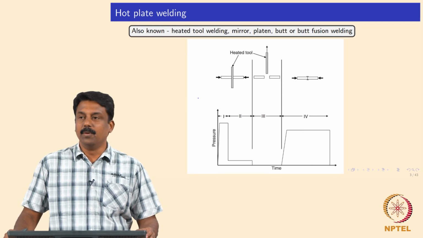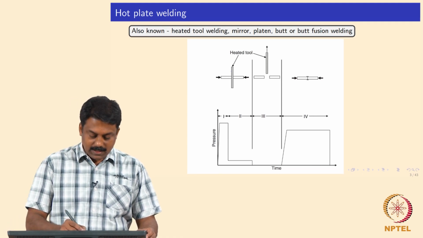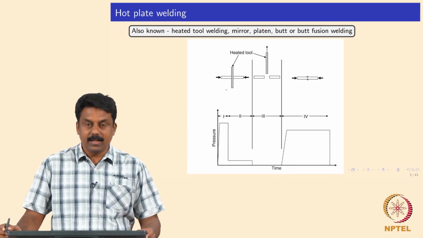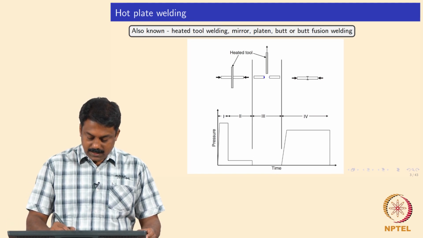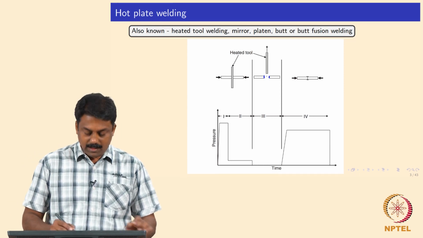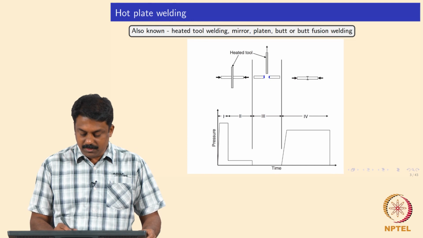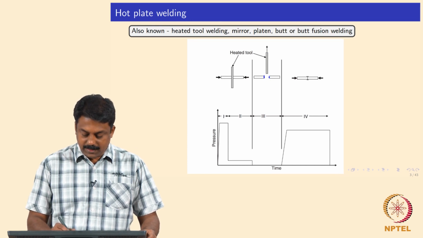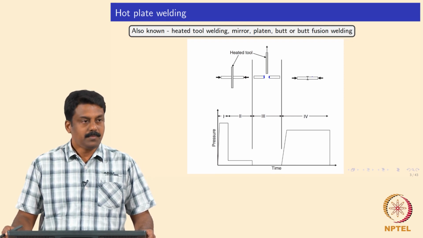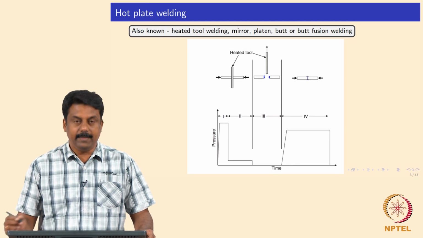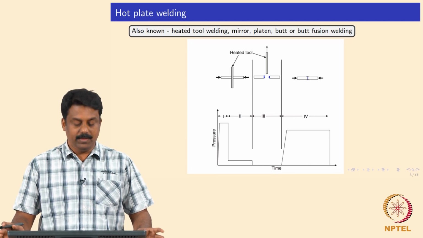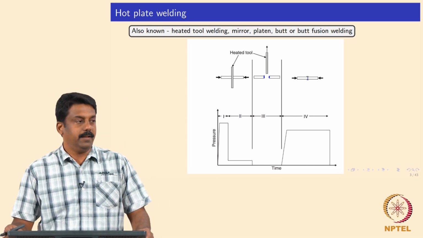You have a heated tool or plate that goes inside the faying interface to be joined, and then you melt the interfaces. So, the joints to be welded are heated up at the interface using a hot plate, and subsequently you apply an upsetting pressure. So, you also create some seam. This is the most commonly used joining method for thermoplastics, hot plate or hot tool welding.